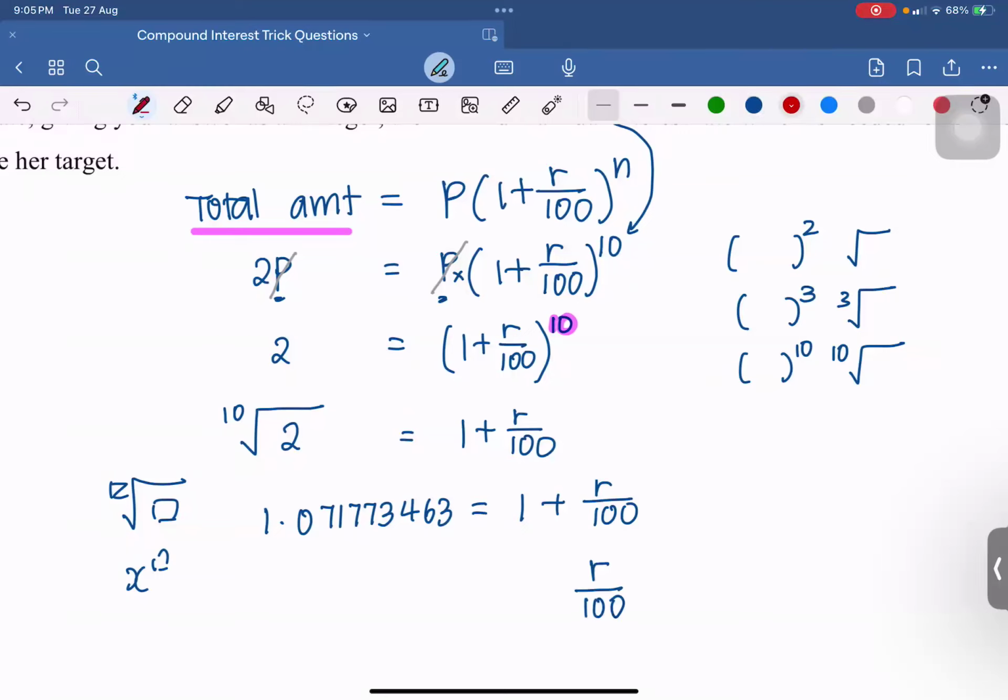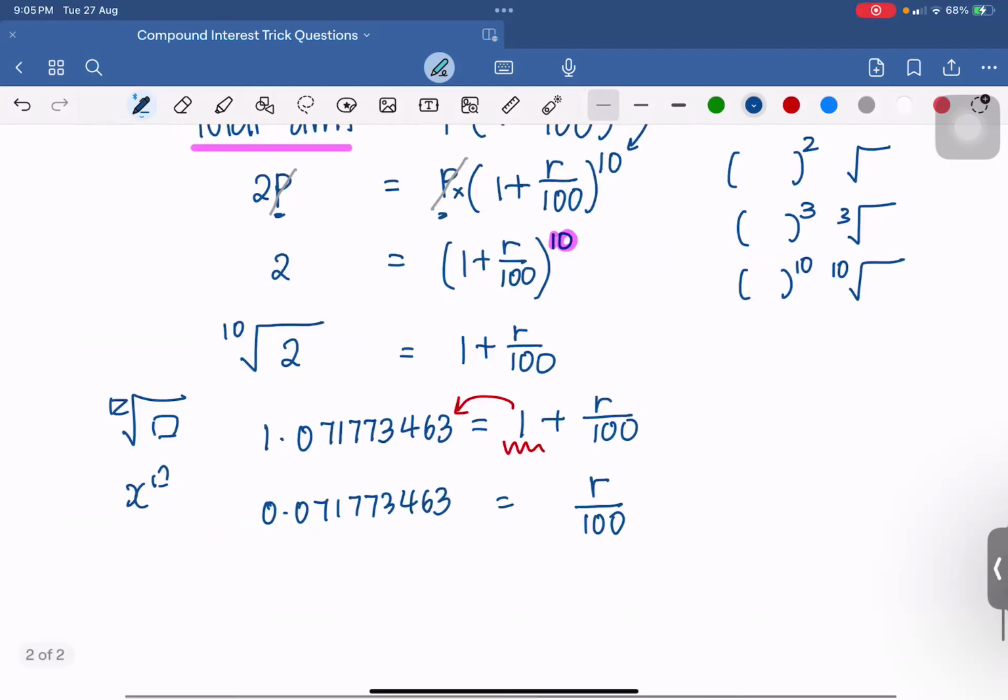I don't want the number 1. Minus one, correct. Minus away 1, I'm left with 0.071773463. How to get rid of 100? Times 100. Yes, times 100. So 7.177 something is the interest rate R.